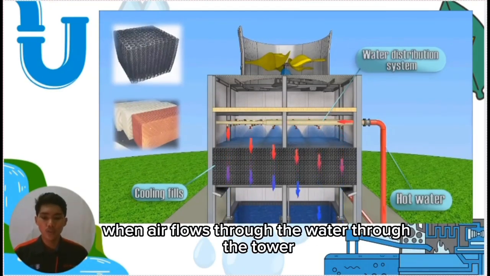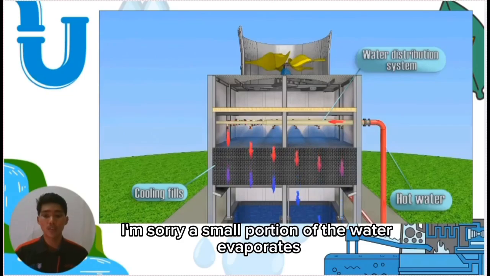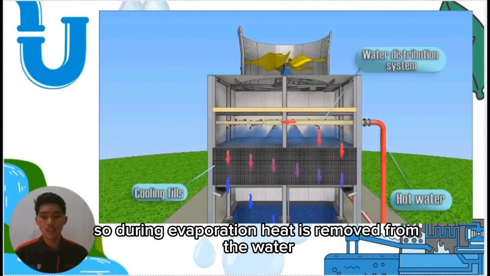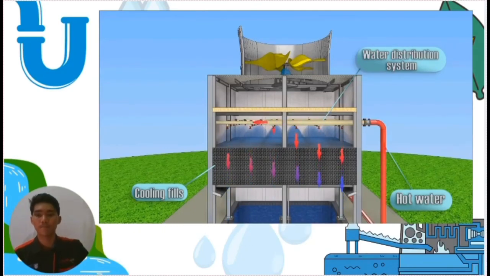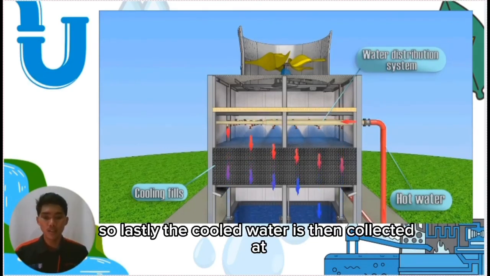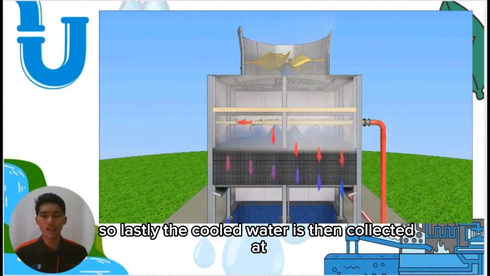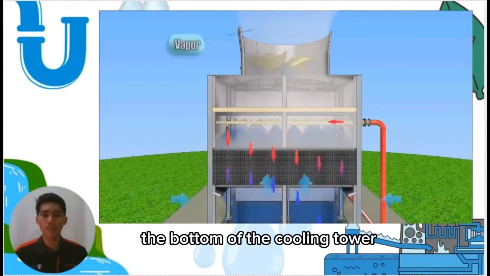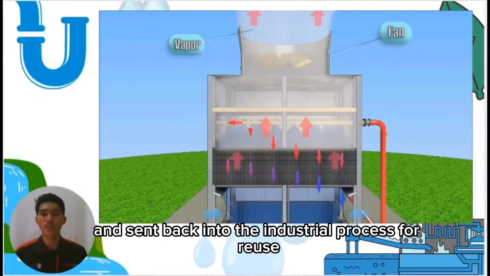When air flows through the tower, a small portion of the water evaporates. So during evaporation, heat is removed from the water. As a result, the water temperature becomes lower. So lastly, the cool water is then collected at the bottom of the cooling tower and sent back into the industrial process for reuse.